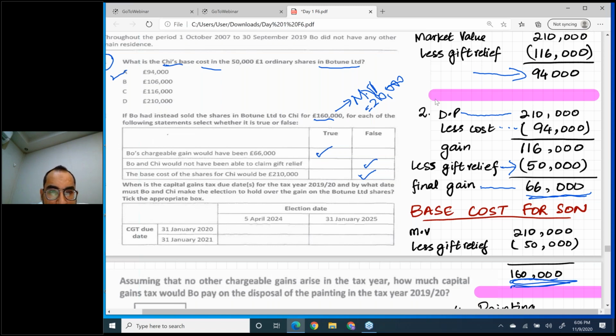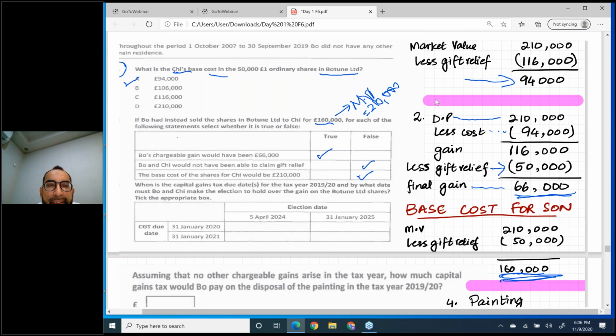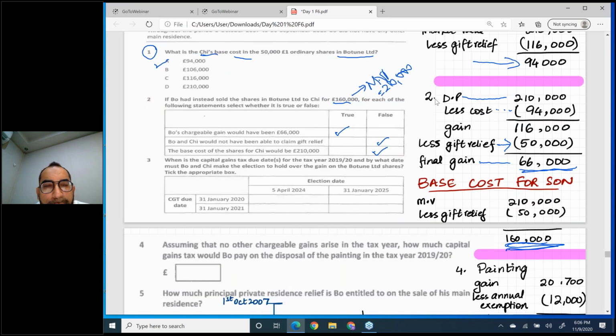Now next, it's about dates. Question number 3 is about dates, and it normally comes, I'll tell you easily. First of all, when is the capital gains tax due date for 1920? I hope you have studied the self-assessment chapter in your F6 paper. CGT is always paid with the balancing payment.